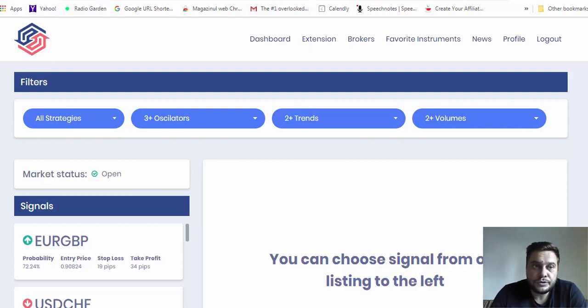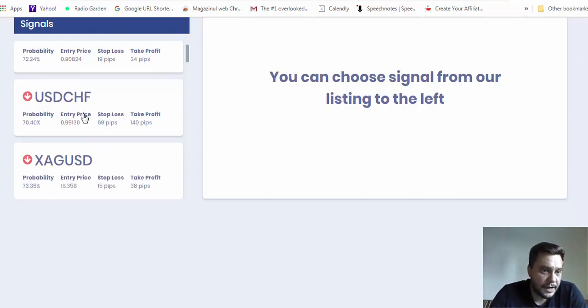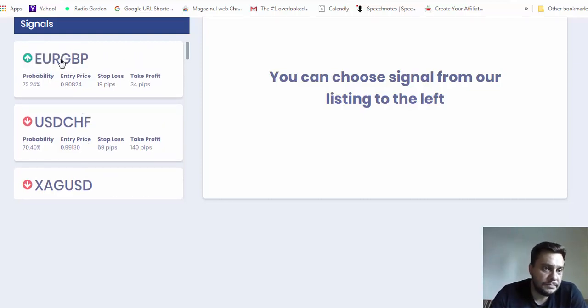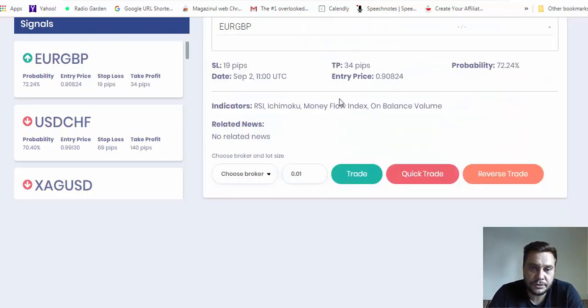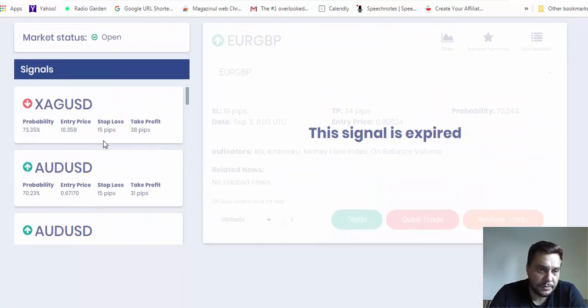And I want to go straight to the trading right now and choose our trades. We need to choose assets with more than 70% probability, and we have here Euro GBP, which is 72.24. Let's choose this one. From here we choose the lot volume, and I will set it at 1. Choose my broker, which is Global X. As you can see already, this signal has expired. Let's choose another one, that's no problem.